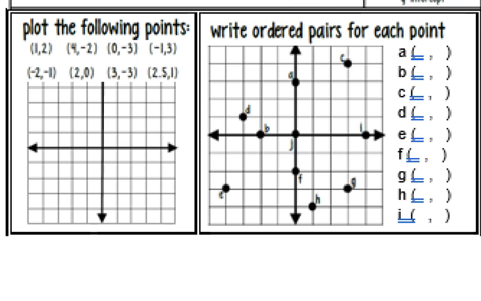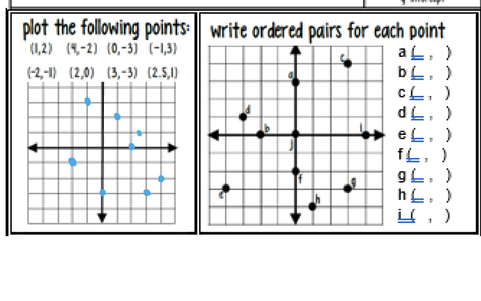All right, this is the bottom part of that same page, and we're going to plot the following points. So the first one is (1, 2), and then you've got (4, -2), and then (0, -3), and then (-1, +3), (-2, -1), (2, 0), (3, -3), and then finally (2.5, 1). So 2.5, I would go over to the 2, and then go halfway in between the 2 and the 3, and then go up to 1.